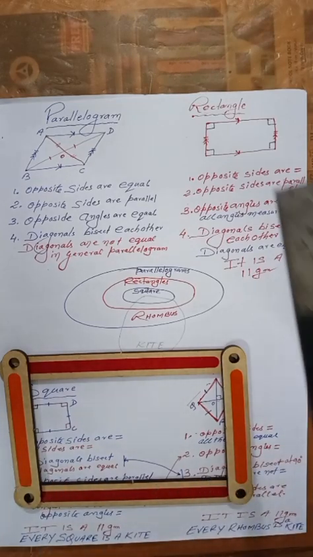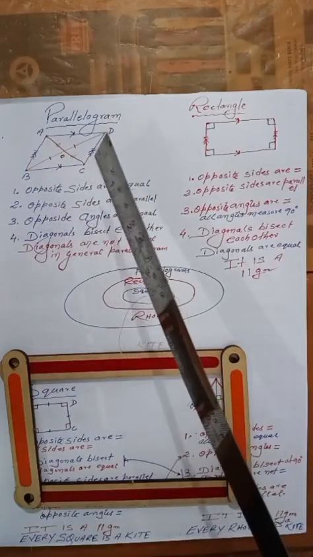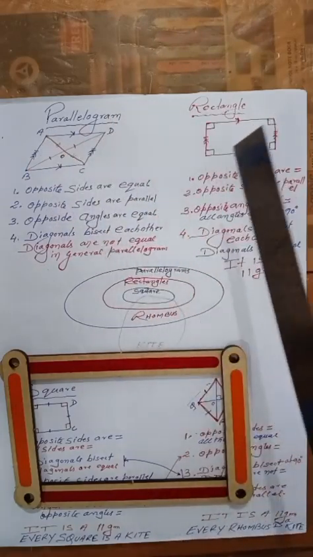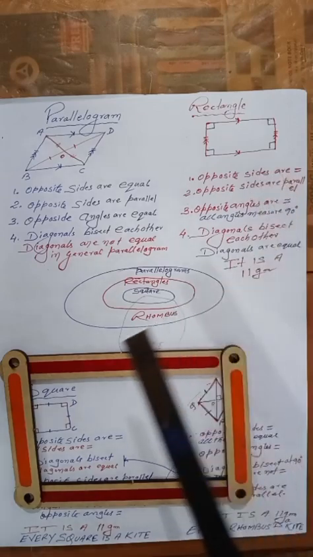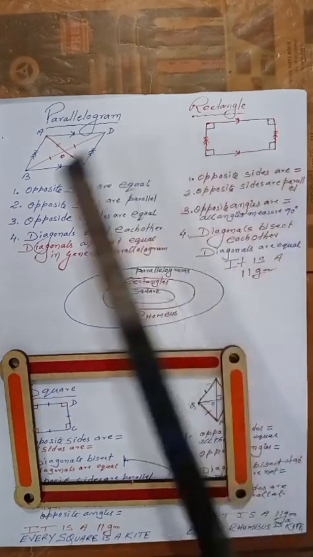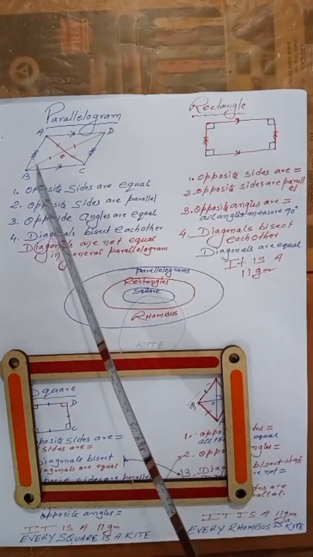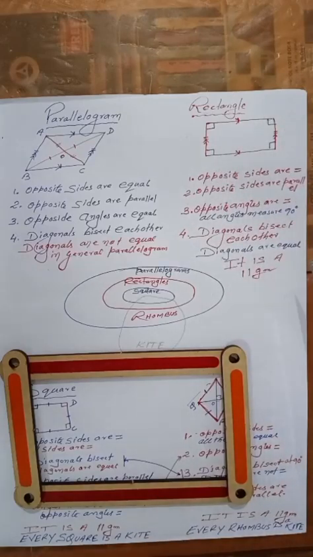This is the difference between a rectangle and a parallelogram. Here also opposite angles are equal but not 90 degrees. But here all angles are 90 degrees, so all the angles being 90 means opposite angles are equal. This is the main difference between a rectangle and a parallelogram. In a parallelogram angles are not 90 degrees, but in a rectangle angles are 90 degrees.